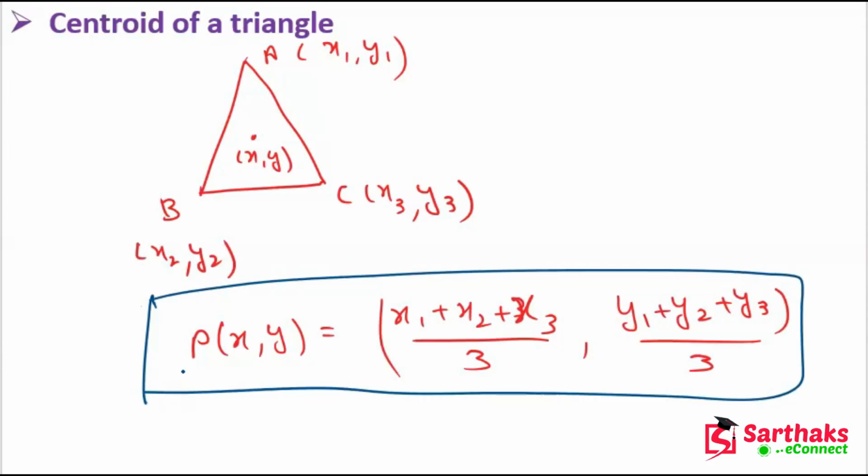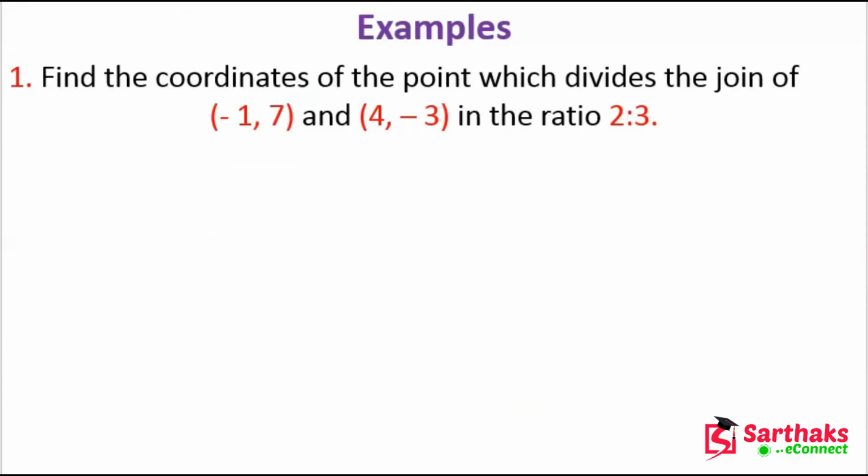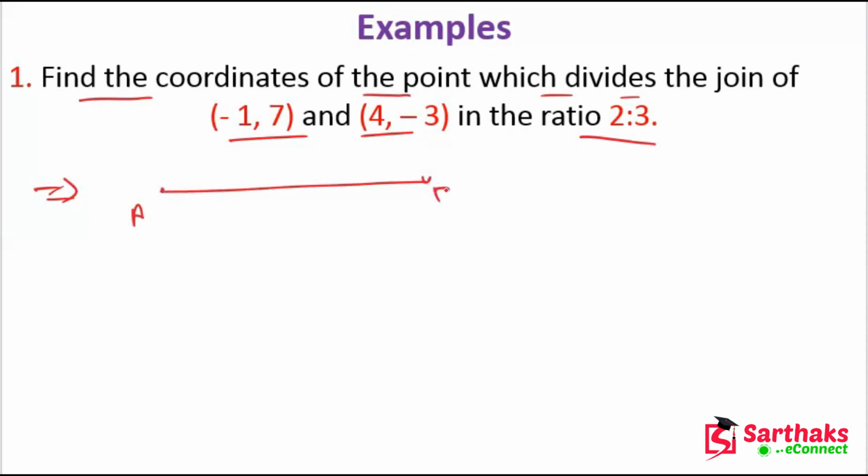Now based on this topic we are going to solve some questions. The first question is: find the coordinates of the point which divides the join of these 2 points in this ratio. We have A, B and a point P. This is divided in 2:3, and the points are (-1, 7) and (4, -3). P is (x, y).